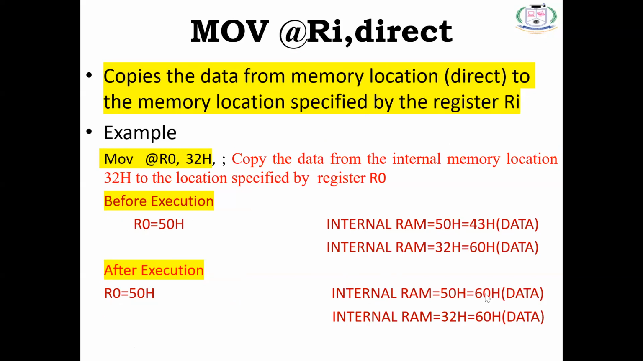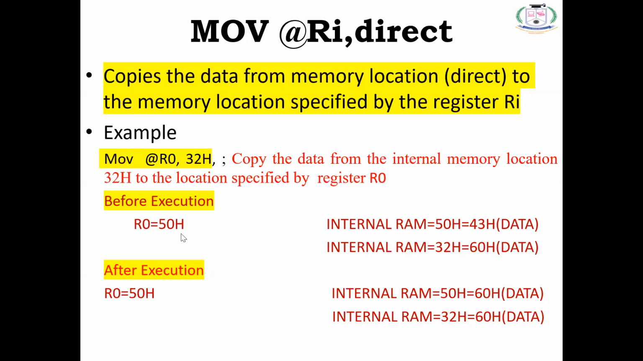Direct means the internal memory location. The data from the internal memory location is copied to the register, or not. Are you clear? Yes, ma'am. Okay. Data from the internal memory location is copied to the location held by register R0.